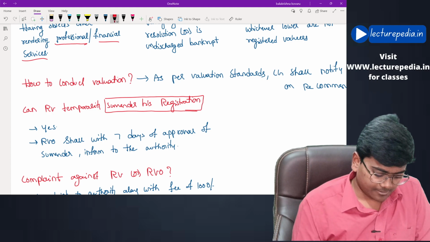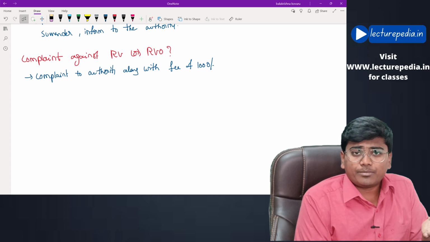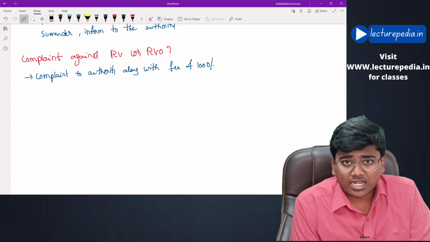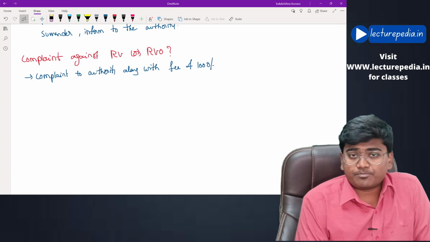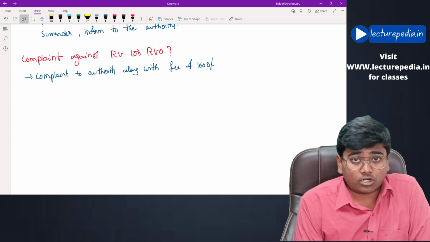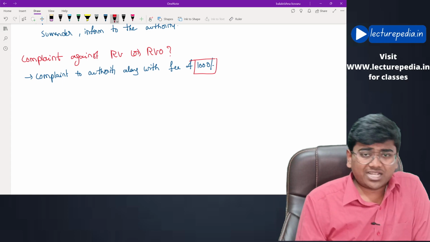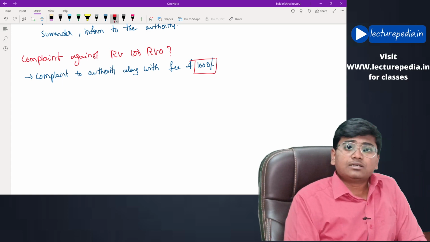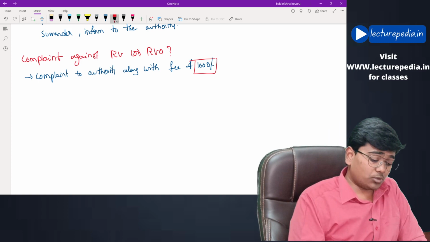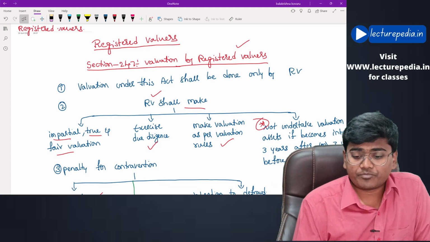Hope this is clear. Next, whether a complaint can be filed by any person against this registered valuer and the registered valuer organization to the authority. Yes, a complaint can be filed against the registered valuer and the registered valuer organization along with a fee of 1000 rupees. The complaint can be filed with the IBBA authority. Hope this is clear. By this we have covered the revision of registered valuers.